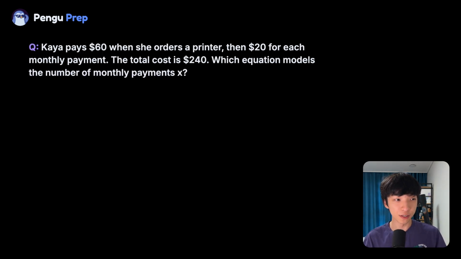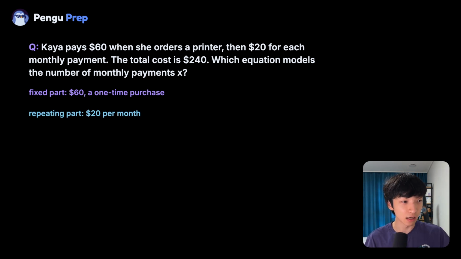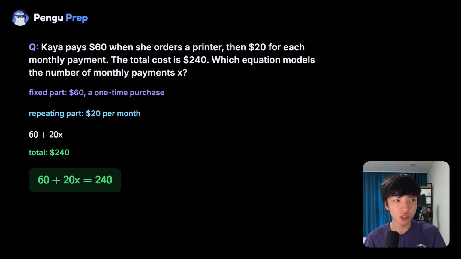Done? What's the fixed part here? Kaya pays $60 when she orders the printer. That's a one-time purchase, so that's the fixed part, 60. What's the repeating part? It's the monthly payments of $20 each, so the repeating part will be 20x. So we have 60 plus 20x so far. And what's the total cost? It's $240. So the full equation is going to be 60 plus 20x equals 240.